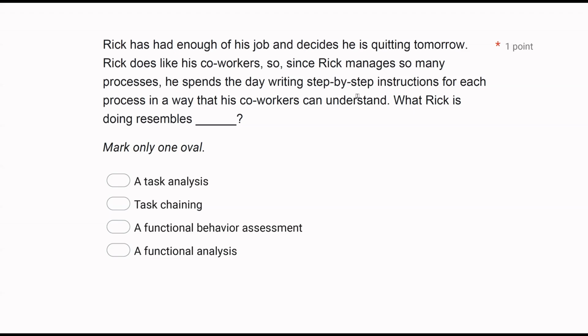Rick has had enough of his job and decides he is quitting tomorrow. Rick does like his coworkers, so since Rick manages so many processes, he spends the day writing step-by-step instructions for each process in a way that his coworkers can understand. What Rick is doing resembles what?